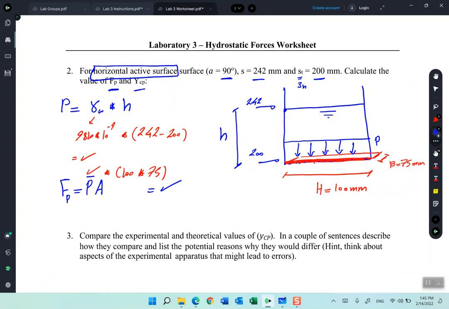So what about the center of pressure? Can someone tell me where the center of pressure is? Let's first decide how it acts, in which direction. Does it act downward, or to the side? Downward, exactly, because I am interested in this surface, so the force will be acting on it, so it will be downward. So this is the force of pressure.